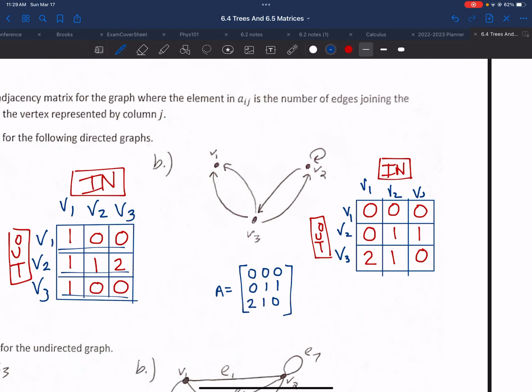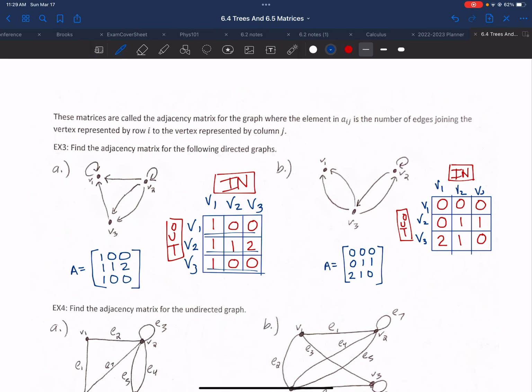Okay, so now we've completed adjacency matrices for directed graphs. Come back to the next video to do undirected graphs.